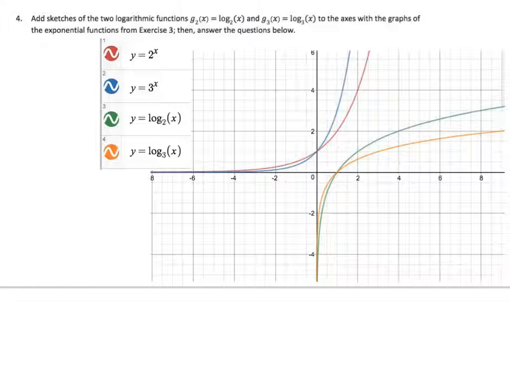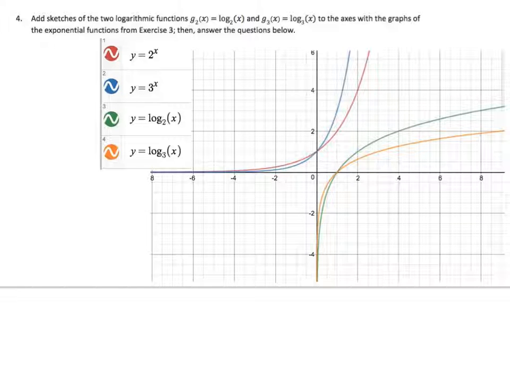Okay, number 4, add sketches of the two logarithm functions g2 of x equals log base 2 of x, and g3 of x equals log base 3 of x to the axes on the graphs of the exponential functions from exercise 3. So in exercise 3, we had these. These were given, or we made these in exercise 3. I just graphed these on the same x and y axis, and here's what the color means.